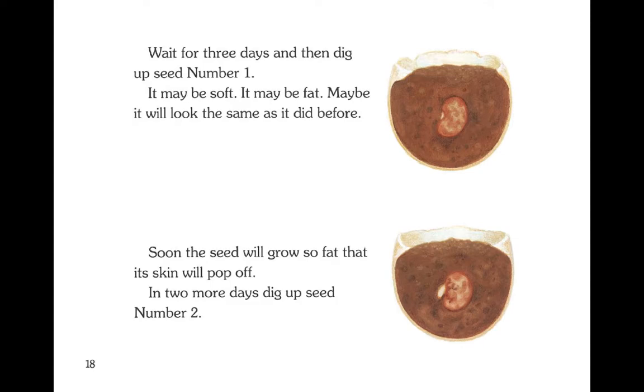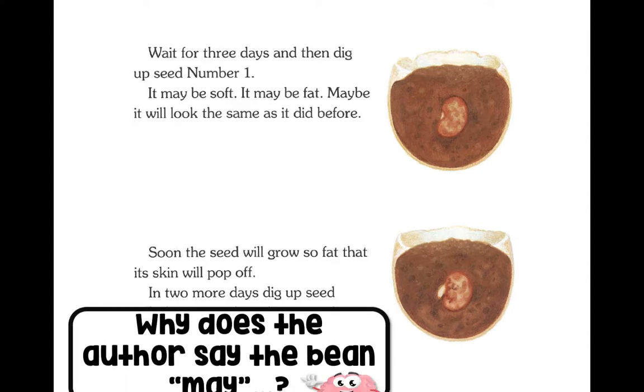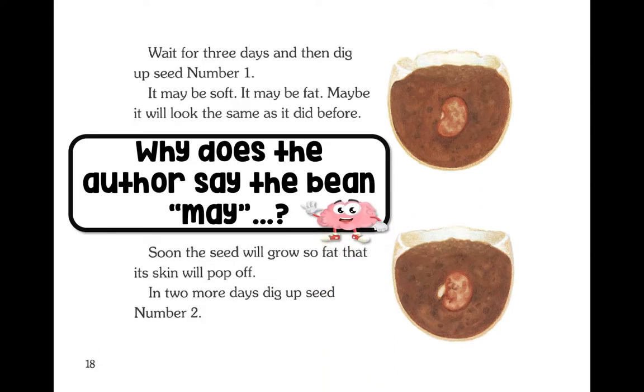Okay, so we just read about what could be happening with the seeds, and the question I have is, why do you think the author says the bean may? Like up here it says, it may be soft, it may be fat, maybe it will look like the same as it did before. Why do you think he's using the word may?